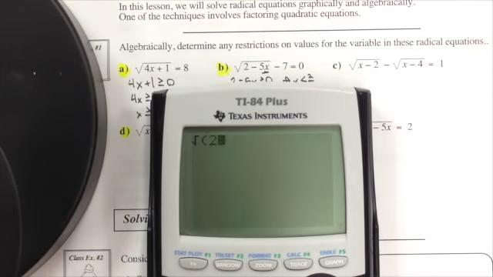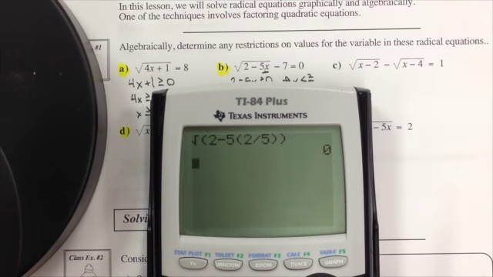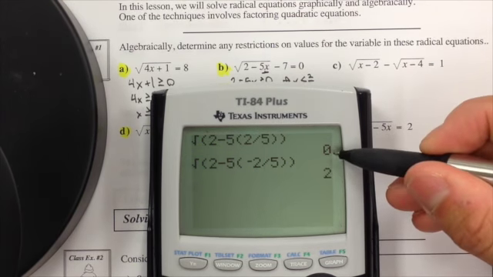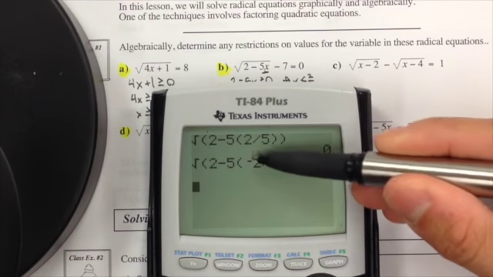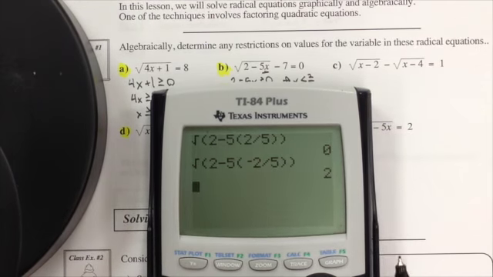Okay, so let's see if this works in our radical expression, which we began with. So root 2 minus 5 times 2/5 gives us 0. Now let's see what would have happened if we didn't change that. 2 minus 5, and if I hadn't pointed out my mistake there, gives us 2, not 0. We wanted to finish with 0, and so this would not have been a correct answer if we left it at negative 2 divided by 5.